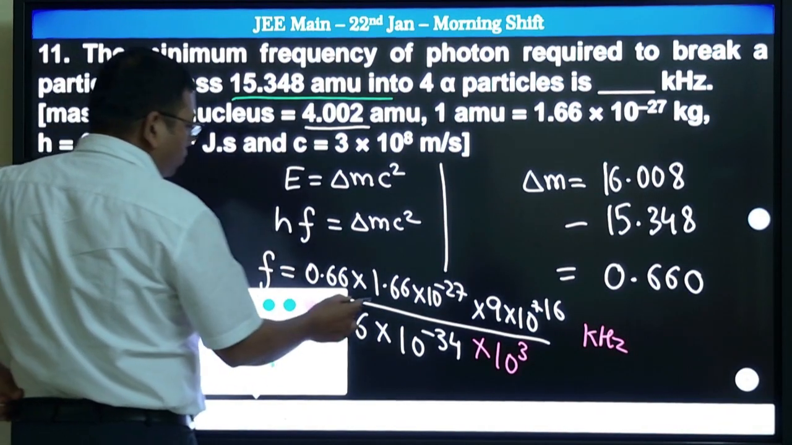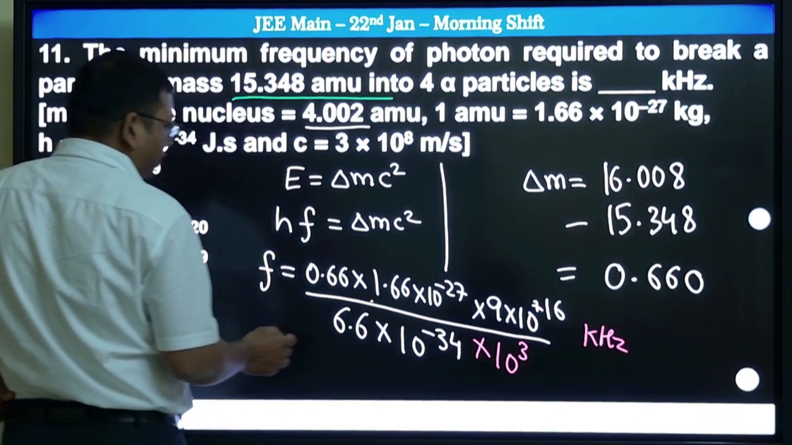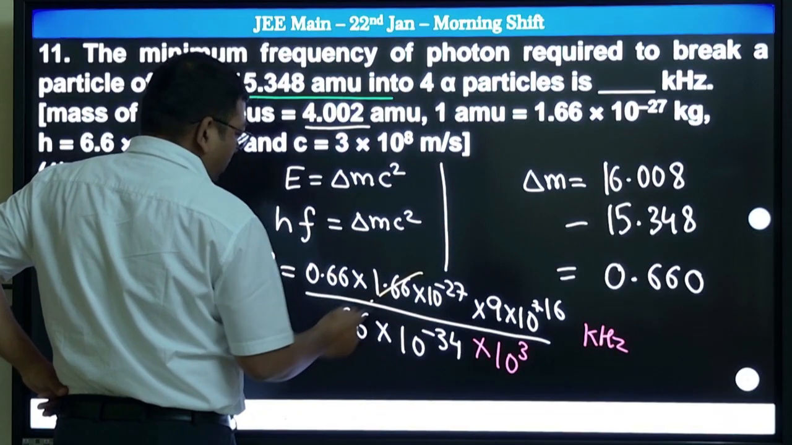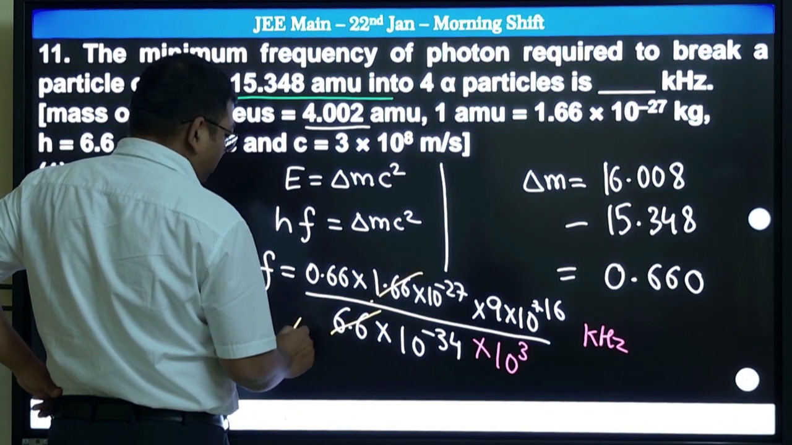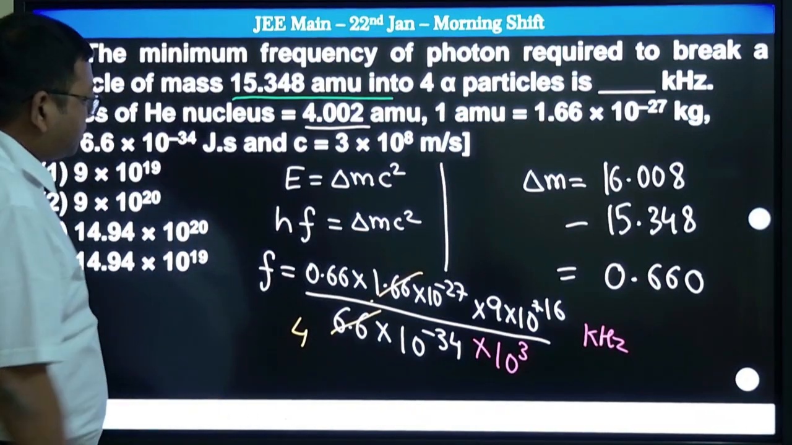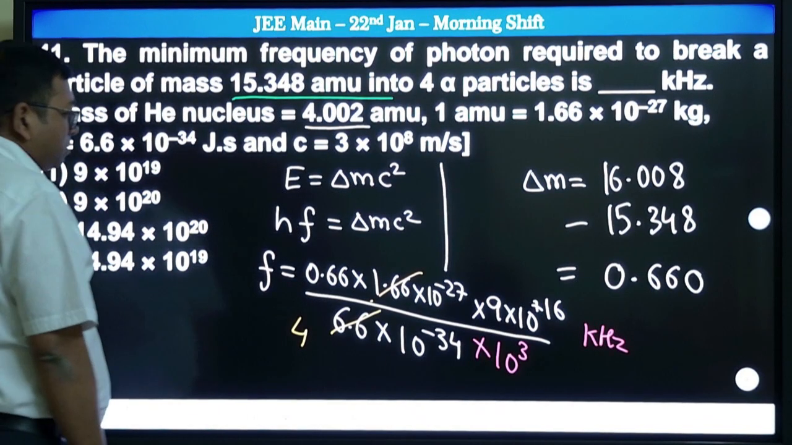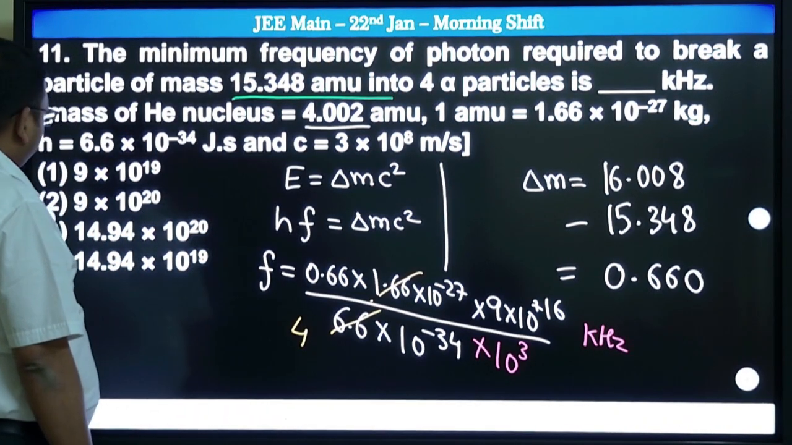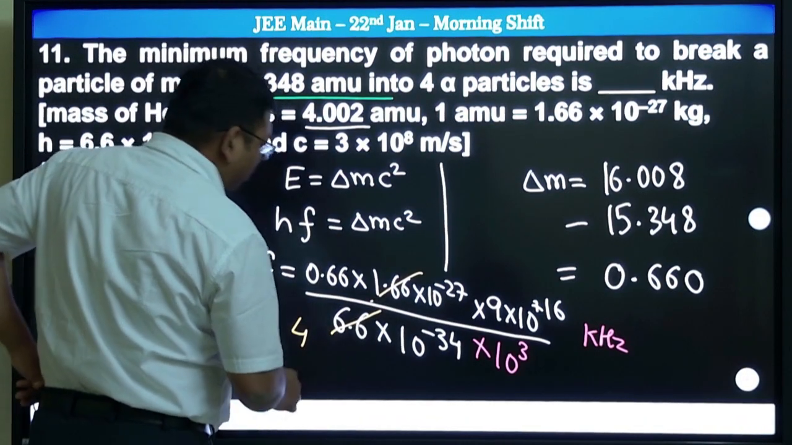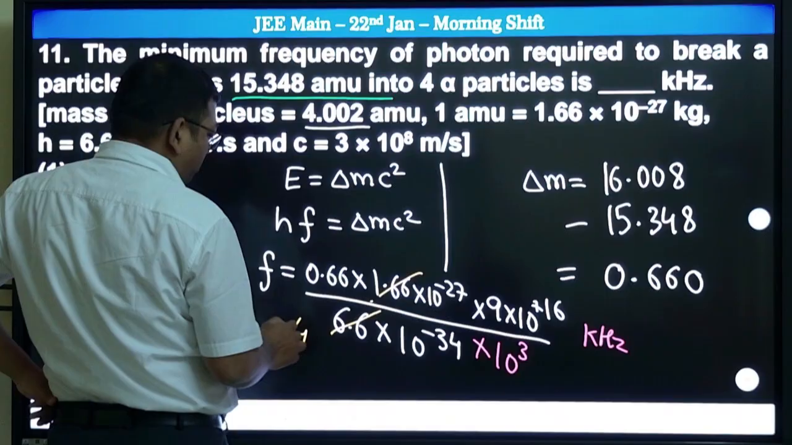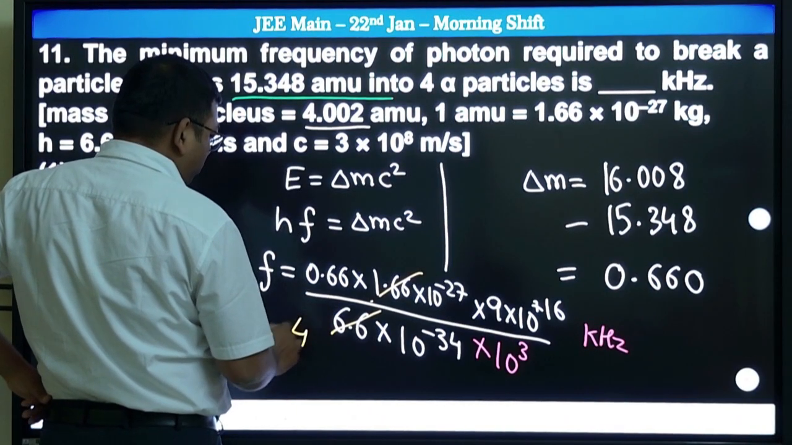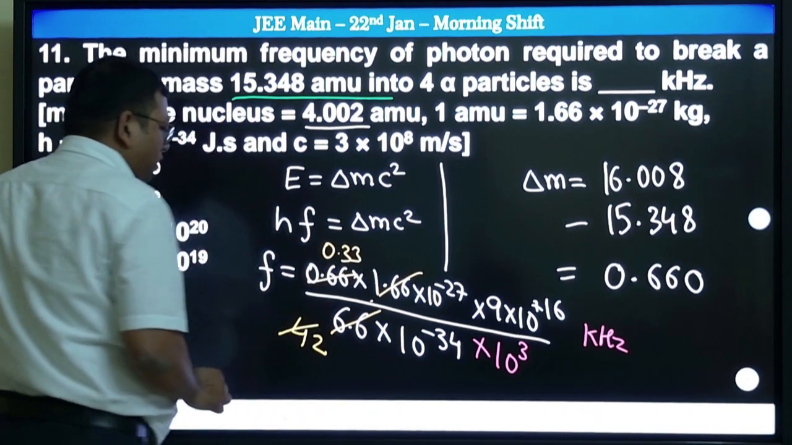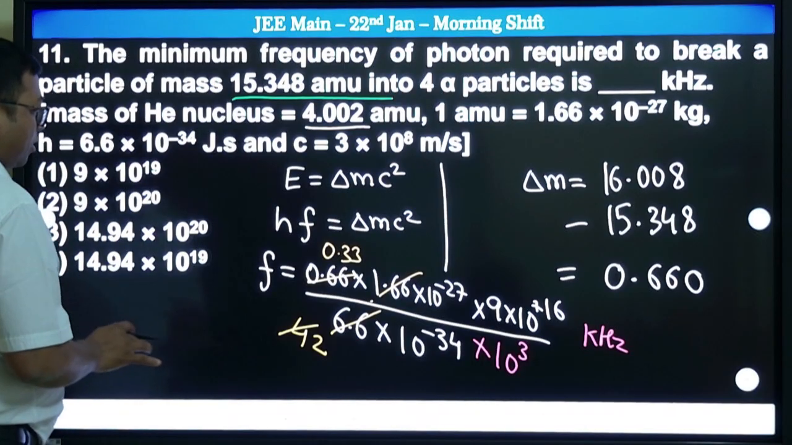Can we cancel out 1.66 nearly to this? Can we cancel out 2 to 4 times approximately? Okay, approximately, you calculate. And this you can also cancel out, 2 and 0.33 nearly. Well, let us calculate it.